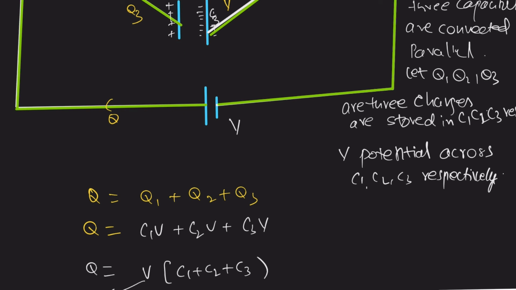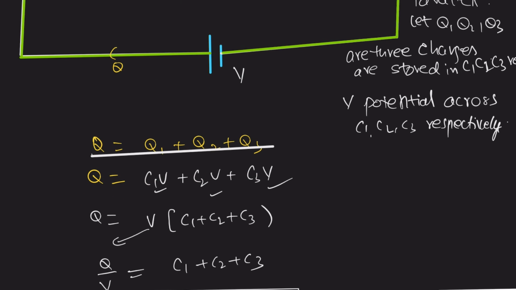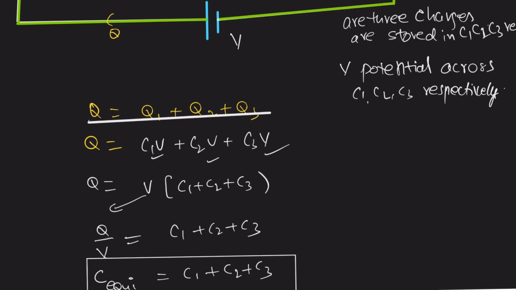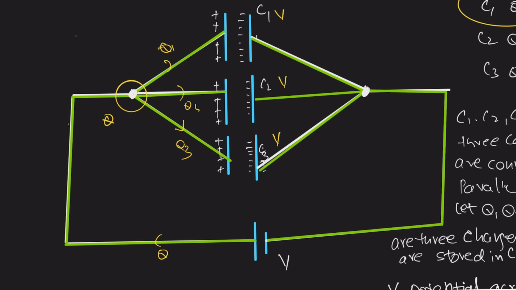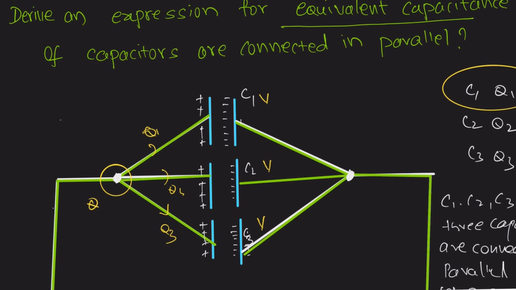See here, we have Q is equal to Q1 plus Q2 plus Q3. You know Q1 is equal to C1V, C2V, C3V. So V is common, so that is C1 plus C2 plus C3. Bring V towards this side. Then we get Q by V is equal to C1 plus C2 plus C3. So what is Q by V? C equivalent. That is equal to C1 plus C2 plus C3. So this is the answer.